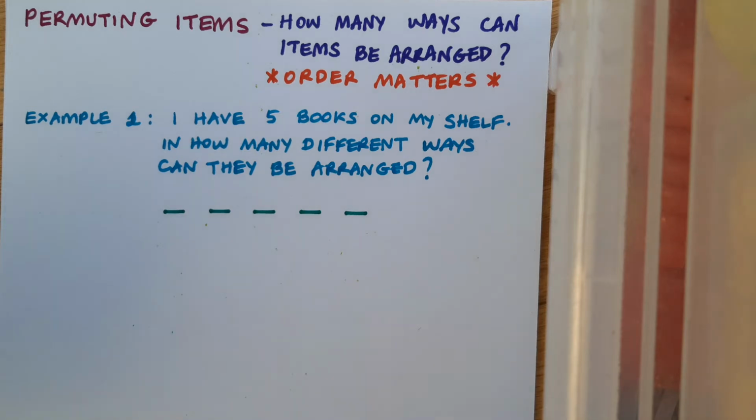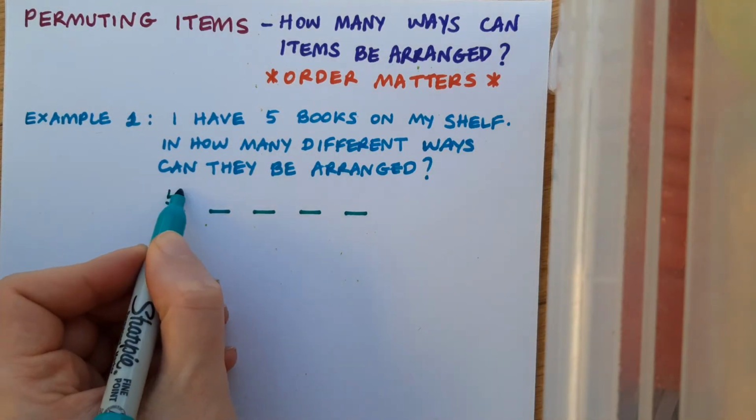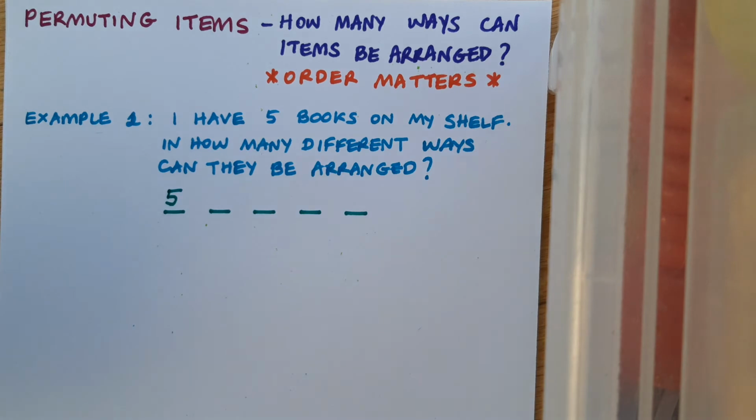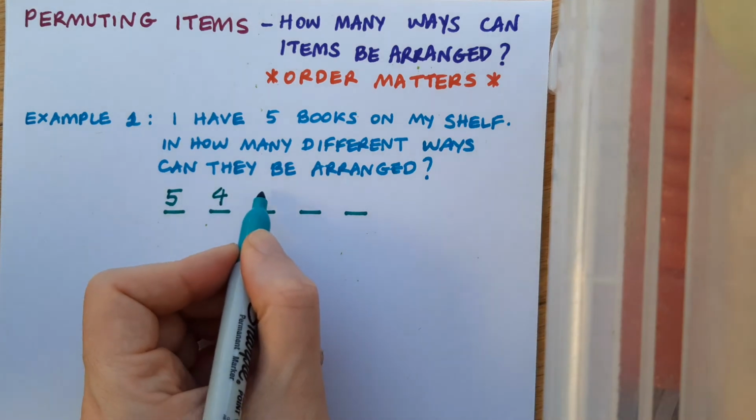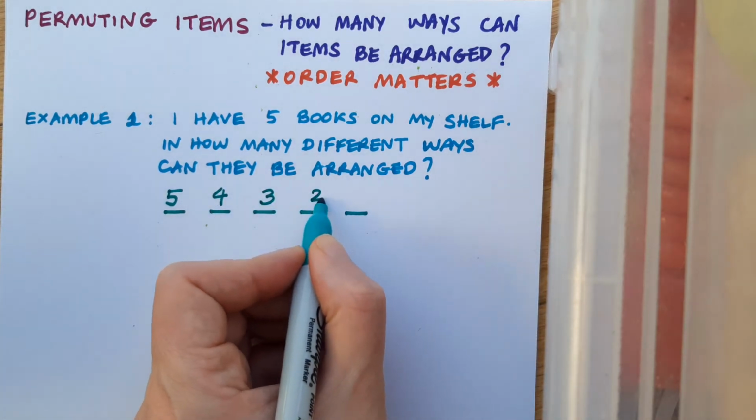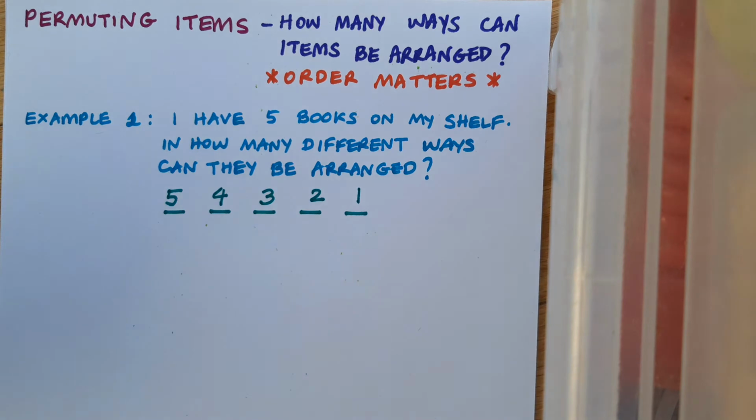So for the first position, I've got 5 different choices because I've got 5 books to choose from. Once that book then is positioned, I only have 4 choices for the next position. Once that book is placed, I have 3 choices, then 2 choices, and finally 1 choice for the last position. So to get my overall answer here then, I'm going to multiply my numbers together to get my solution. In this case, there are 120 different ways in which I can order those books on the shelf.